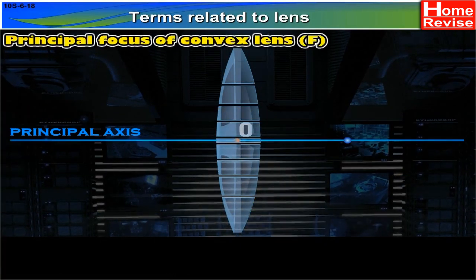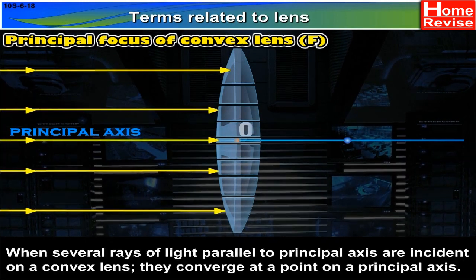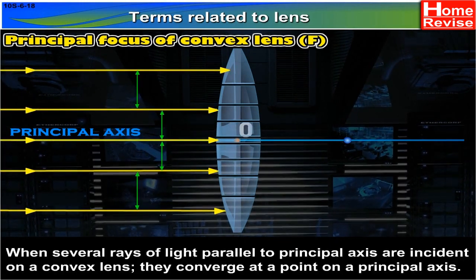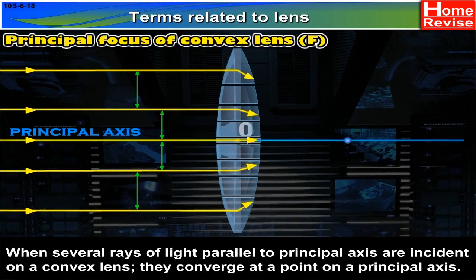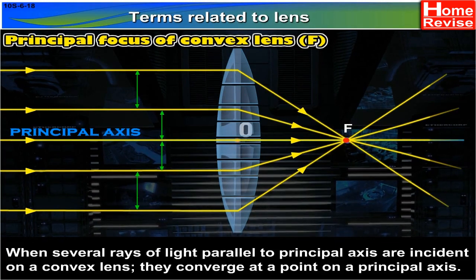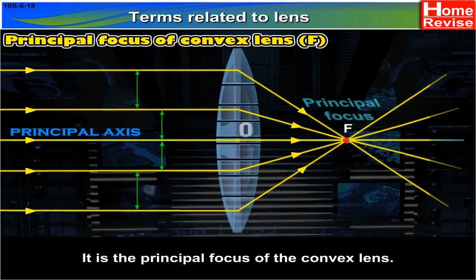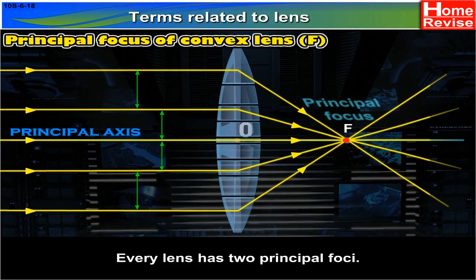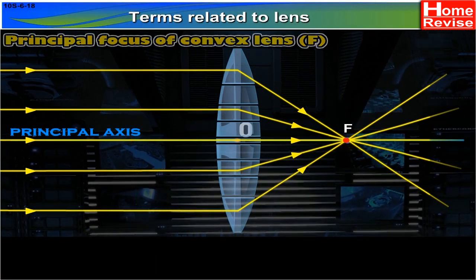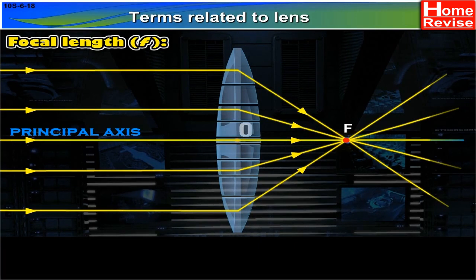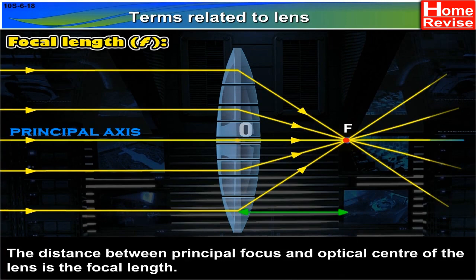Principal focus of a convex lens, F. When several rays of light parallel to the principal axis are incident on a convex lens, they converge at a point on the principal axis. It is the principal focus of the convex lens. Every lens has two principal foci. Focal length, small f. The distance between the principal focus and the optical center of the lens is the focal length.